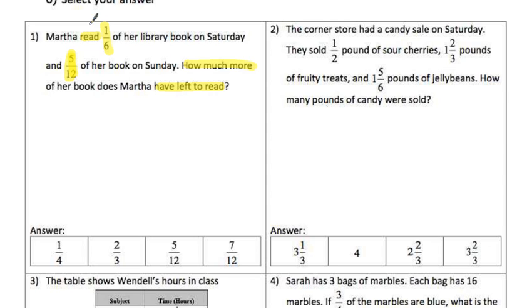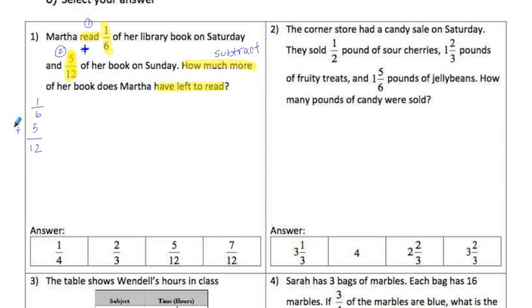So because she read this much on day 1 and this much on day 2, we're going to add those two together. But then it says how much more does she have left? Because it says how much more does she have left to read, we need to do some subtraction at the end. So first thing that we're going to do is add up 5/12 plus 1/6. Now because this is addition, we're going to add, subtract, stack, and rack. So 1/6 plus 5/12.